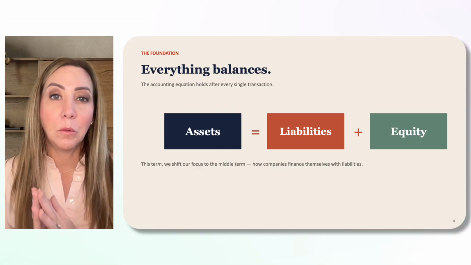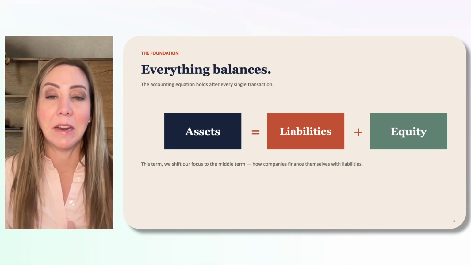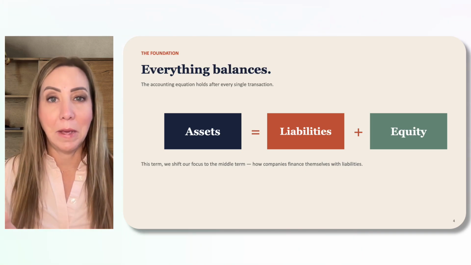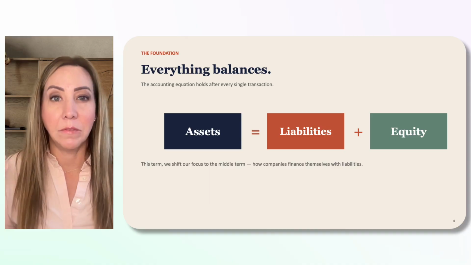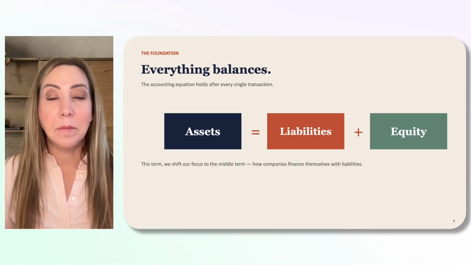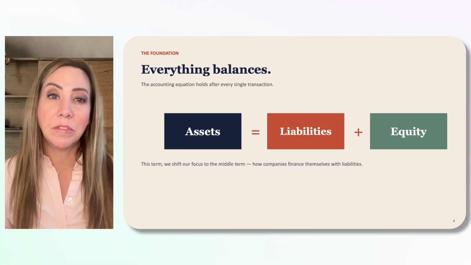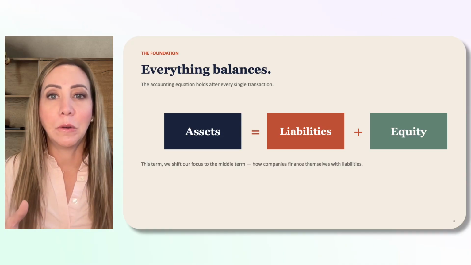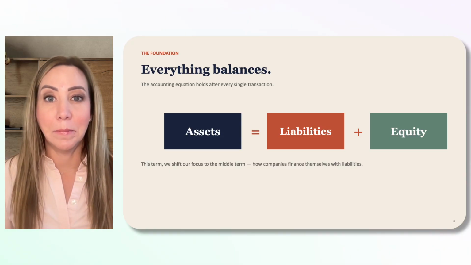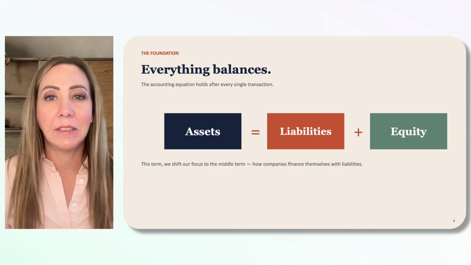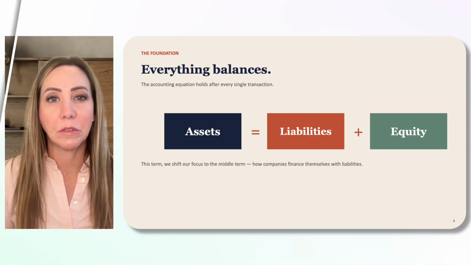In Financial Accounting 1, we spent most of our time on the left side of this equation. We worked our way down the balance sheet: cash, receivables, inventory, property, plant, and equipment. And in Financial Accounting 2, we're going to shift our attention to the right side. How do companies finance themselves? Through liabilities, borrowing, and through equity. This week, we begin with current liabilities, which is a natural bridge between the two courses.